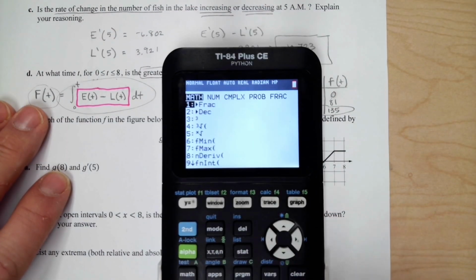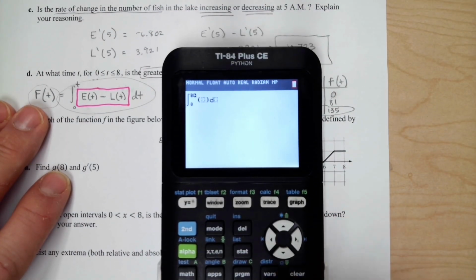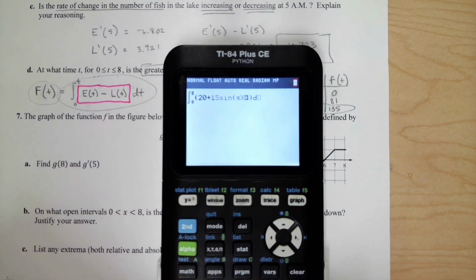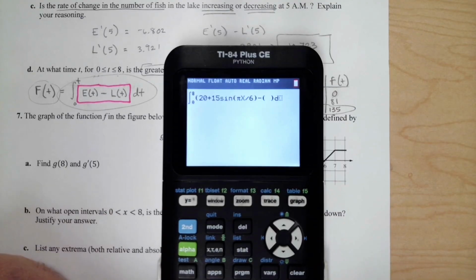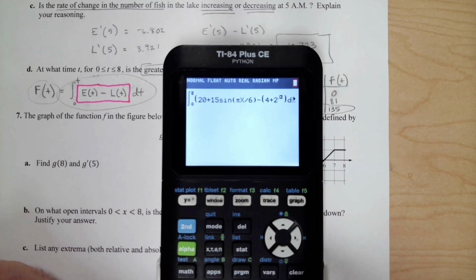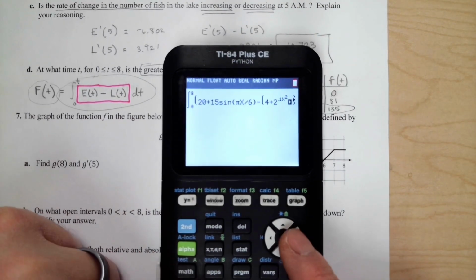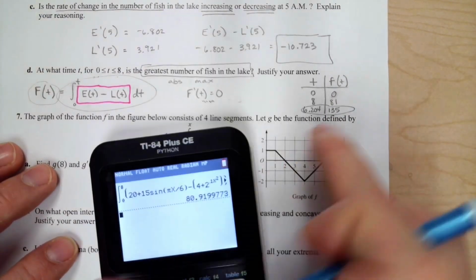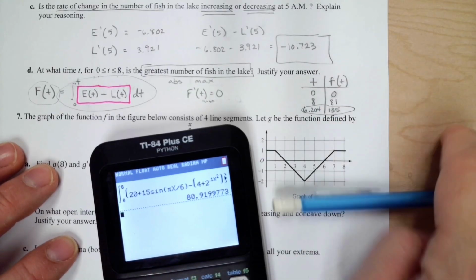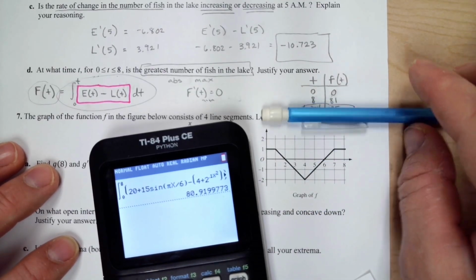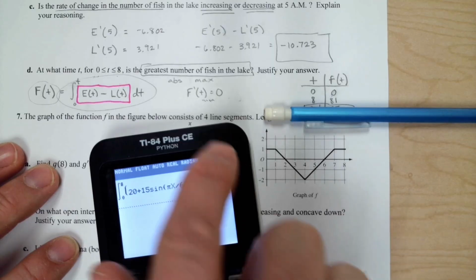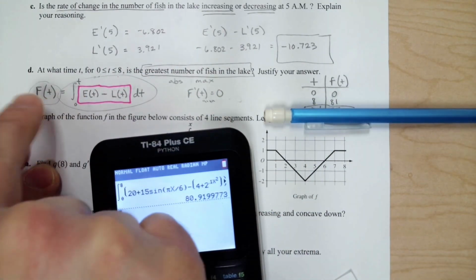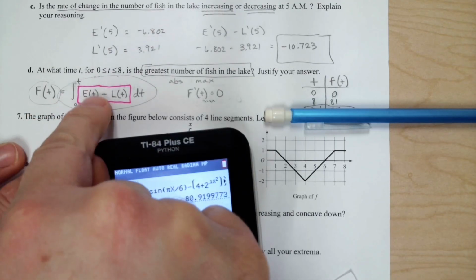But if I just go here and hit math 9 and go 0 to 8 and type in my 20 plus 15 sine pi x divided by 6 minus, open parentheses, 4 plus 2 to the 0.1 x squared, dx, I get about 81. Okay? Now, I can't get 6.204. I can't get the critical values unless I sketch the derivative of this and find where it's 0.